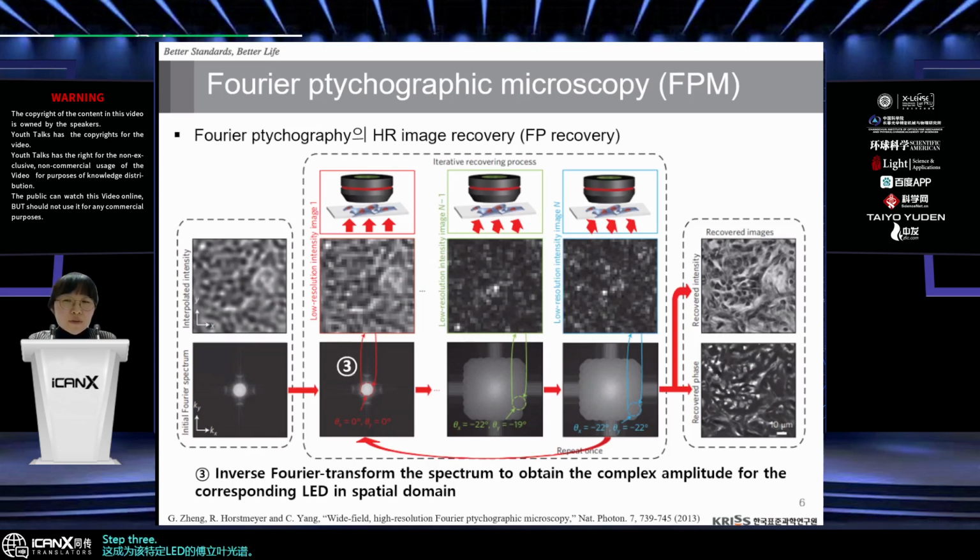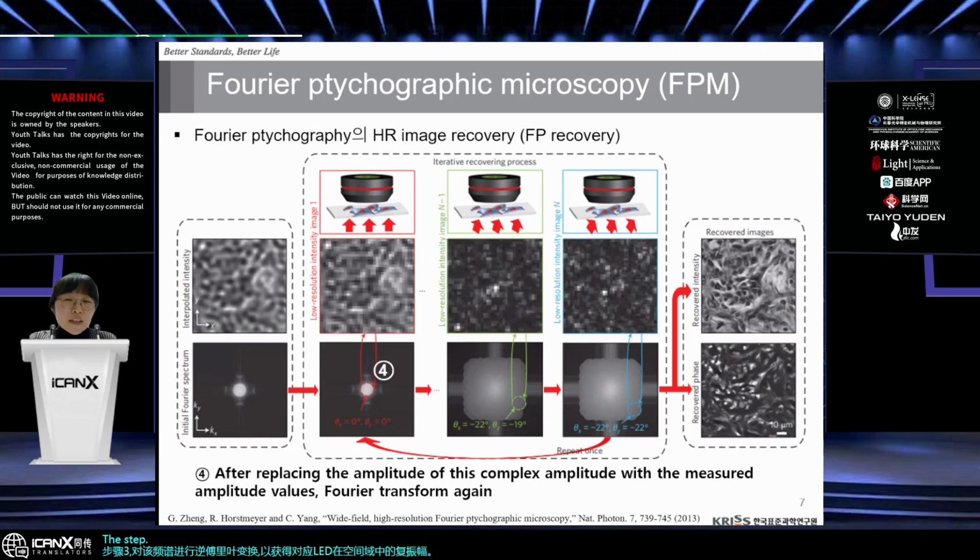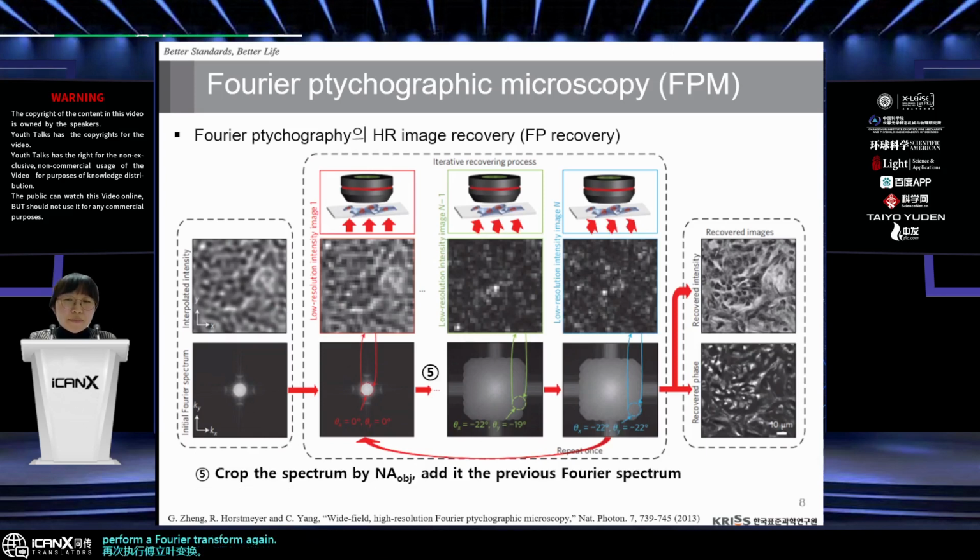Step 3, inverse Fourier transform this spectrum to obtain the complex amplitude for the corresponding LED in the spatial domain. Step 4, after replacing the amplitude of this complex amplitude with the measured amplitude values obtained by illuminating the sample with the LED, perform a Fourier transform again. Step 5, crop this obtained spectrum centered around the corresponding LED position by the NA of the objective lens, and then add it to the previously obtained Fourier spectrum.